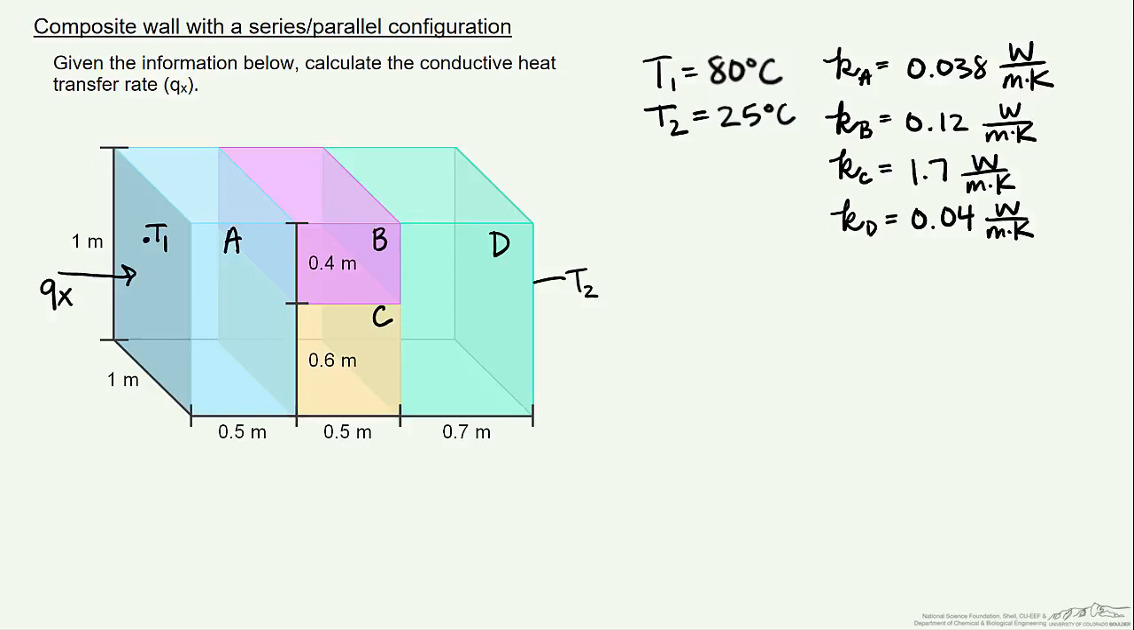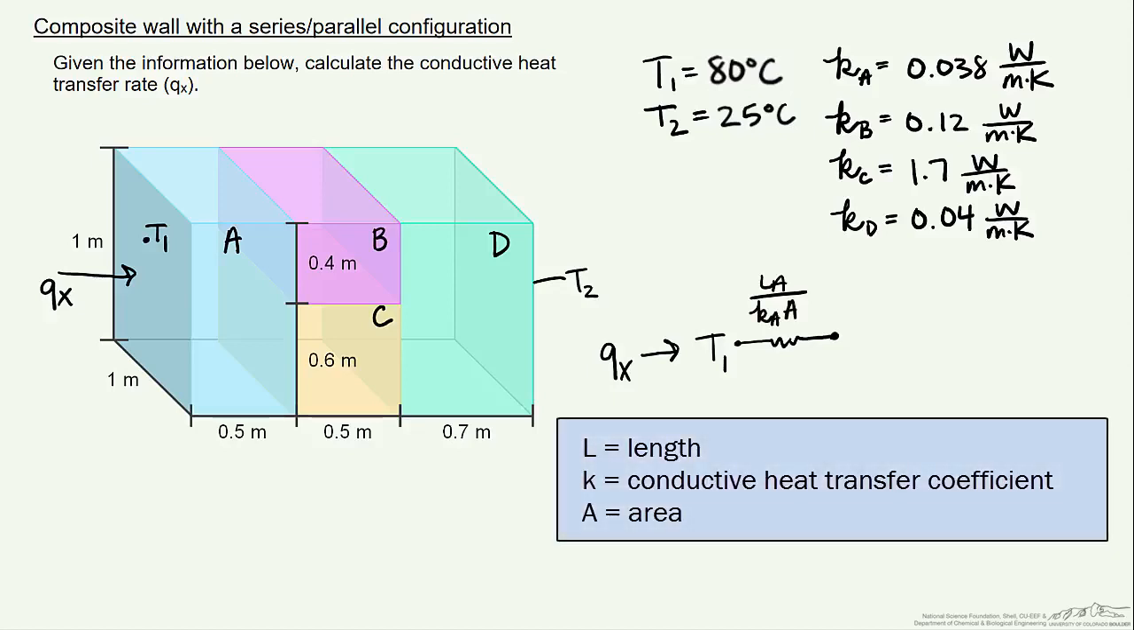So we have our heat transfer rate in the x direction, and we start with our T1, which is the T on the first outside wall. The first resistance that it goes through is the conductive resistance through section A. We have L sub A divided by K sub A, and then our area of A.